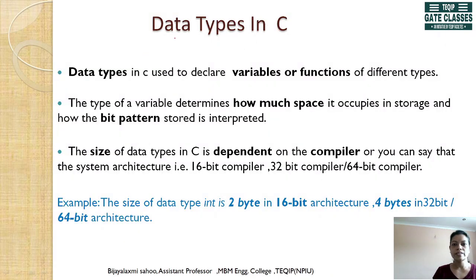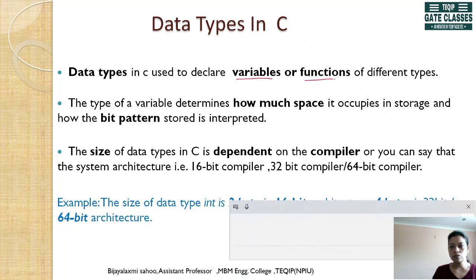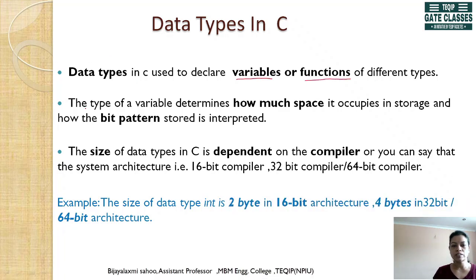So the first topic is data types in C. Basically, a data type is used to declare variables as well as functions. Whenever we declare any variable or function, we need to mention the data type. It gives the information about the storage of the variable, that means how much memory it is going to store and what bit pattern it is stored in. All the information about this storage pattern is determined by your data types.